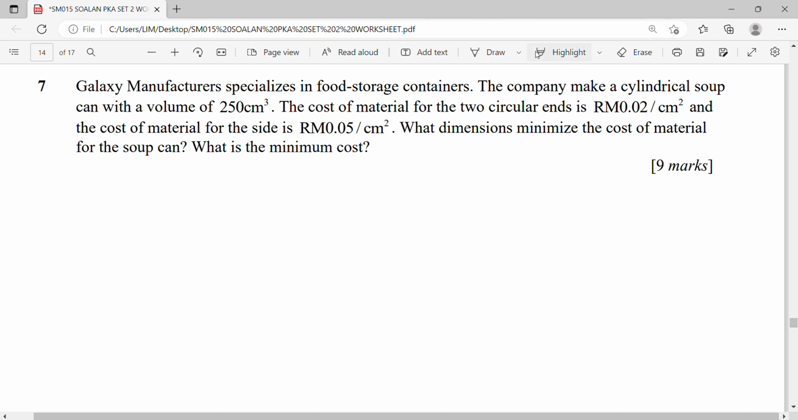So these manufacturers specialize in your food container. So you're going to make a cylindrical soup can with volume 250 cm cube.